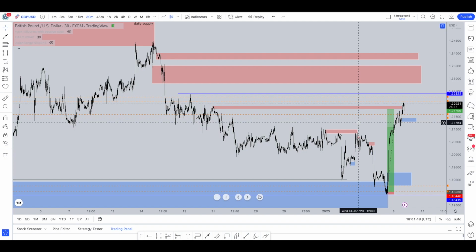So there we have that full breakdown of that 1 to 40 risk to reward accumulation style of trade on GBP/USD.